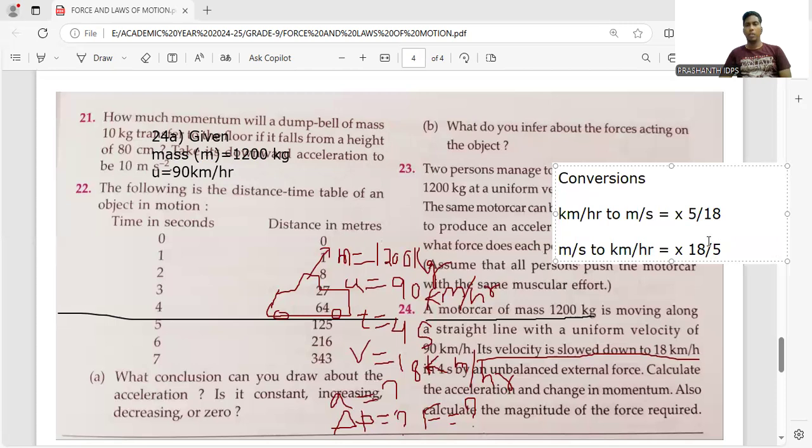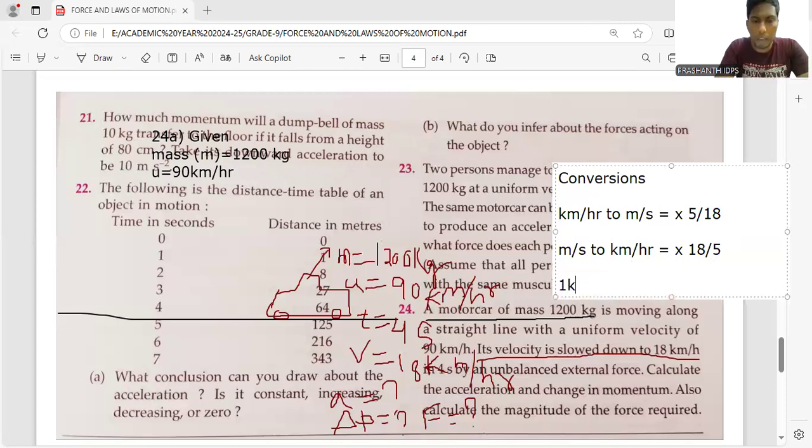Very simple. 1 kilometer is equal to how many meters? 1 kilometer equals 1000 meters. Now, 1 hour is equal to how many seconds? 60 minutes into 60 seconds. So how much are you getting? In total you will be getting 3600 seconds.